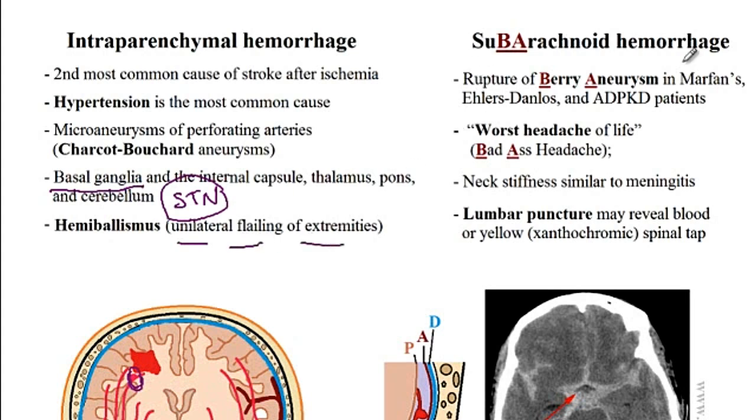The next condition is subarachnoid hemorrhage, which is from the rupture of berry aneurysms that are found inside the circle of Willis. Now here I have a memory aid that will make it easy to understand subarachnoid hemorrhage.